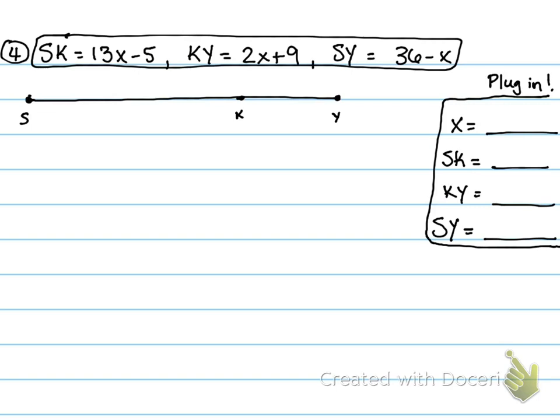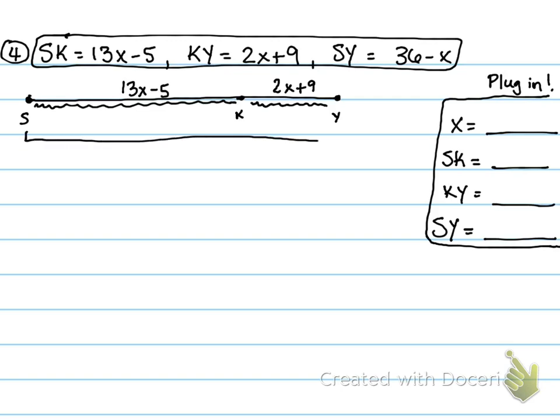So I kind of have a plan for how I'm going to do this. Let's label the parts. So SK. Do I have anything in my given information that tells me SK? I do. It tells me that's 13x minus 5. What about KY? I do. That says it's 2x plus 9. And the whole piece, SY, is 36 minus x.